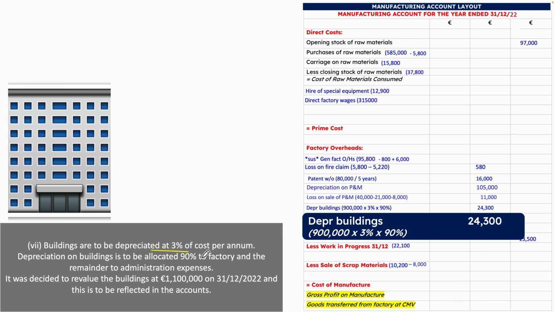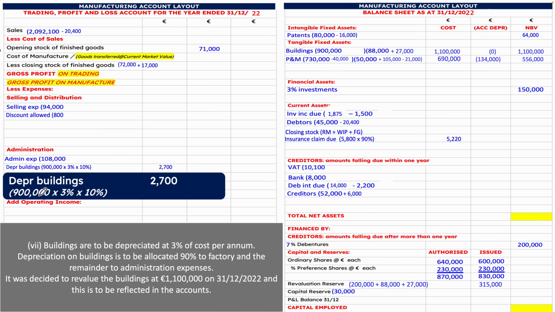Now, we're just told 3% per annum, and there's no land in this. If there was land in this, we would be minusing the land because we do not depreciate land. Now, we were told to put 90% of it into the factory. So that is 24,300 euro. So it's 27,000 is 100%, 90% is 24,300 going into the factory, and the remainder will go into office administration. So the remainder, depreciation buildings, so the 10% here, 2,700 will go into administration. Now the total 100% is 27,000, so that would be added to the already accumulated depreciation of 88,000.